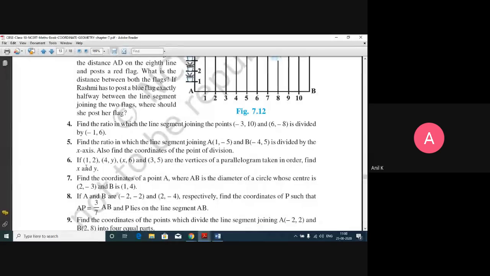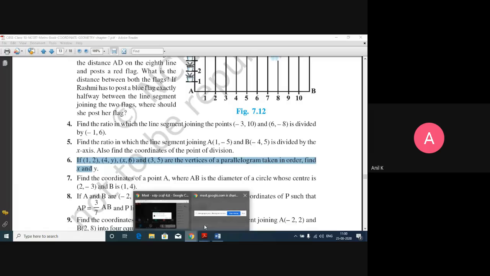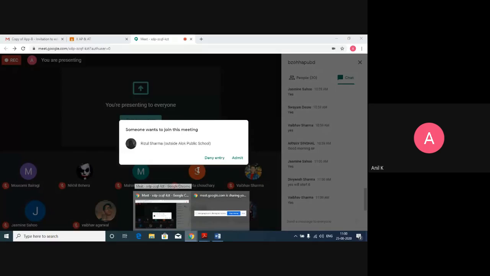Sixth one. Four points are given: (1, 2), (4, y), (x, 6), (3, 5) are the vertices of a parallelogram taken in order. Find the values of x and y. So let me take the points.